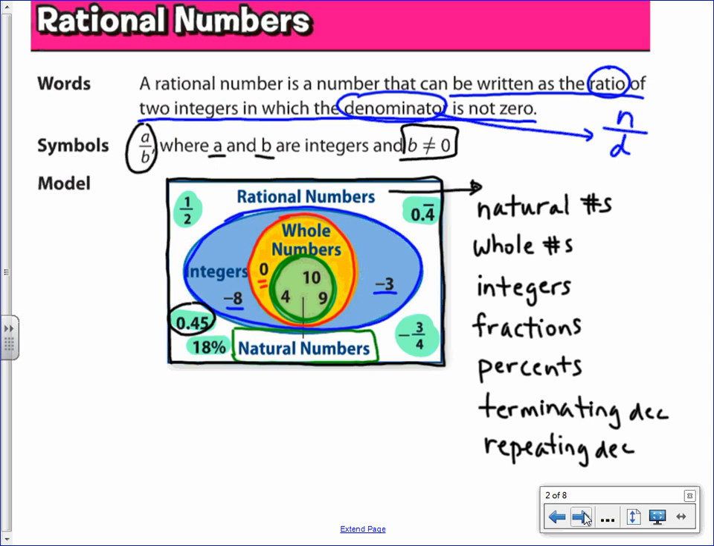Well, if numbers aren't rational, what do you think they're called? If numbers aren't rational, what's the opposite? They're irrational, because ir is the prefix that means not. So right now we're focusing on rational numbers, but we will move into irrational shortly.